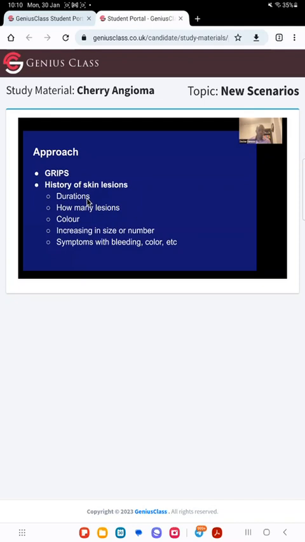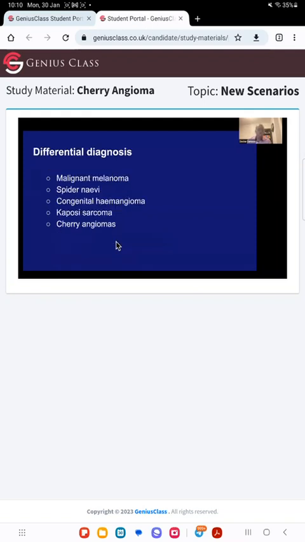In particular, remember to ask about the duration. How many lesions does the patient have? Is it only one or is it several? What's the color of these lesions? Are they increasing in size or are they increasing in numbers? This particular patient, they're increasing in numbers. They're also increasing in size. Are there any symptoms, any bleeding, any itching, any color change? You need to be asking for those as well.